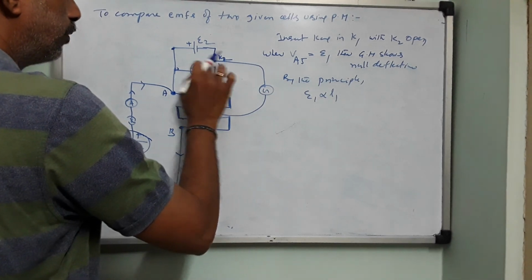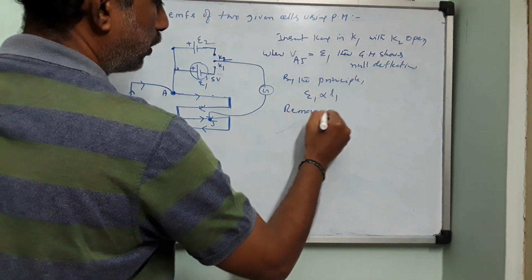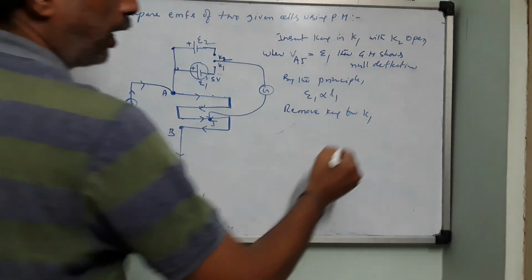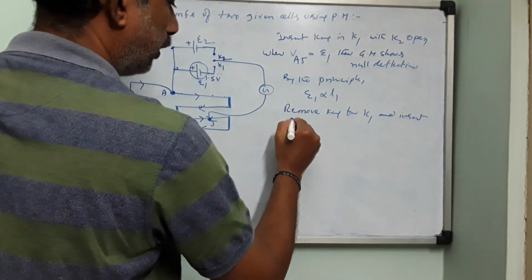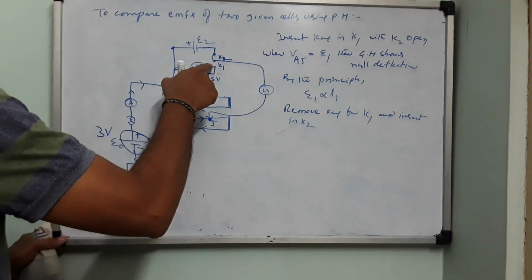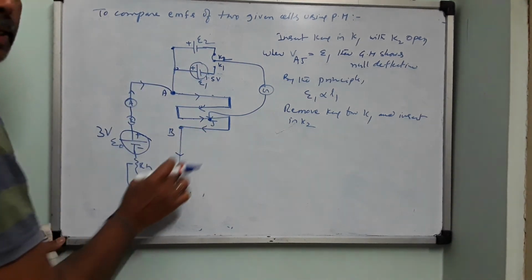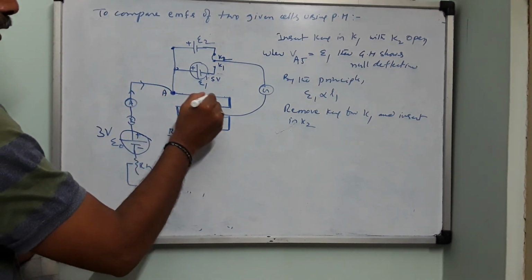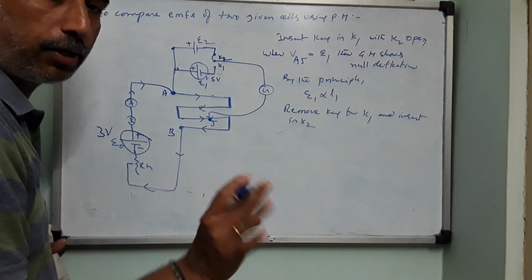Remove the key from K1 gap and insert in K2. So now this part will be closed and this part will be open. Okay, right. Now you have to obtain the new balancing length. So start your experiment from here. Go on touching. Observe the galvanometer. The galvanometer will be deflecting either left or right, but it will not show 0.